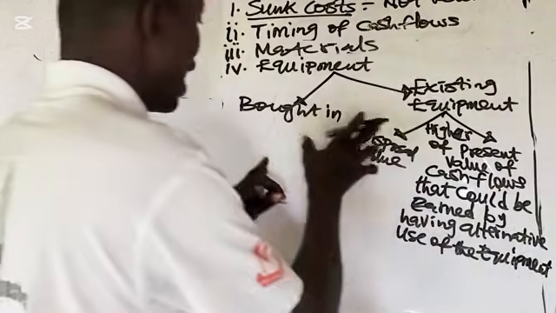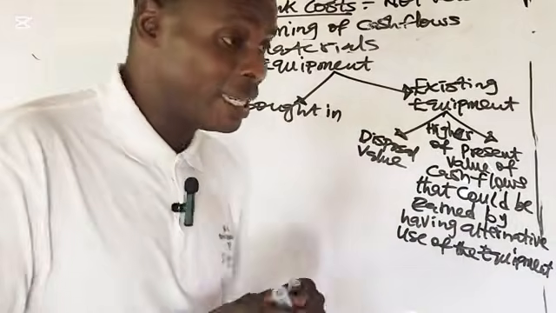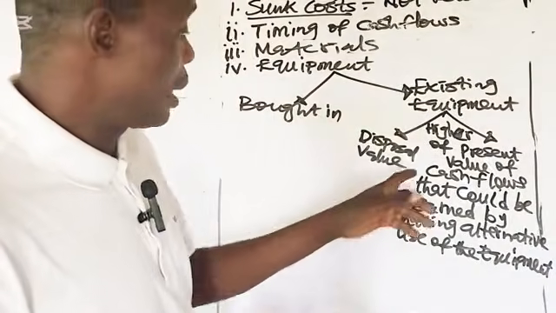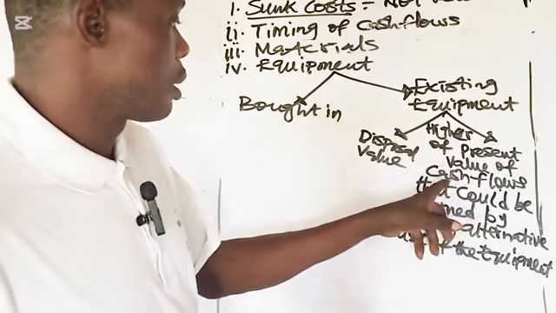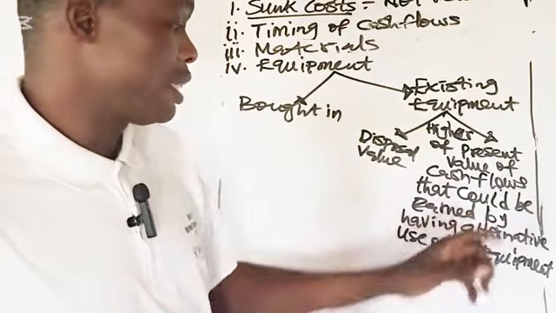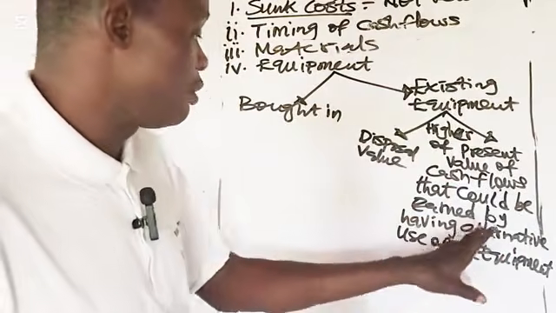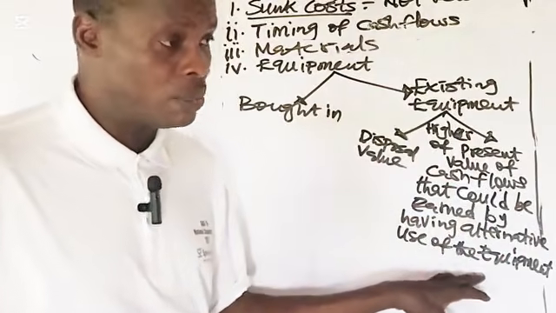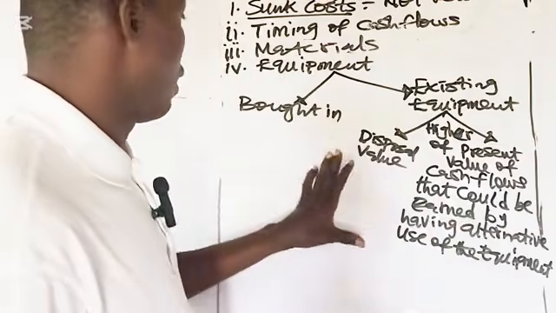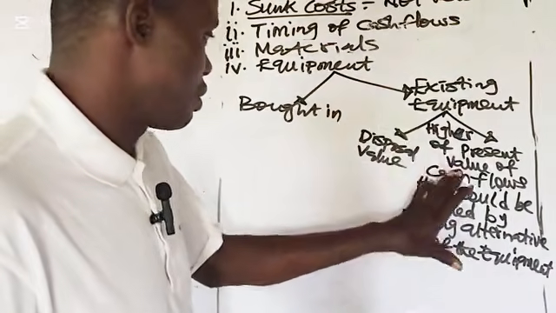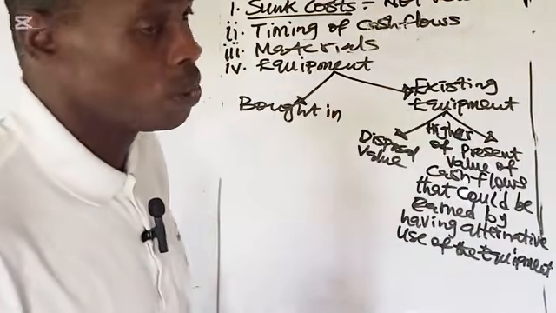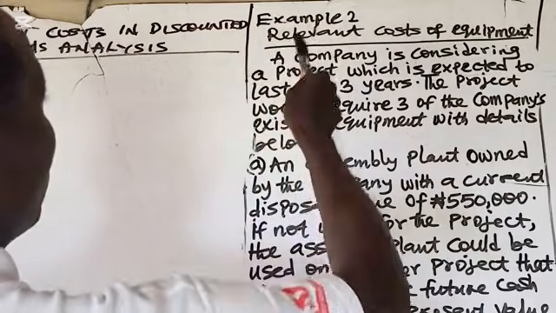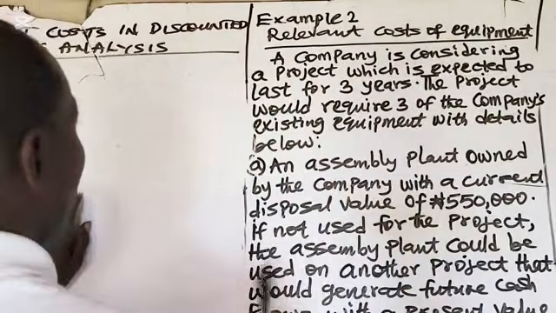I told you the higher of the disposal value of the equipment or the present value of cash flows that could be earned by having alternative use of the equipment. This will be the relevant cost of the existing equipment, the higher of the two. Example 2, relevant cost of equipment.